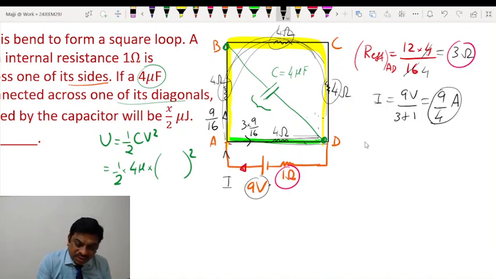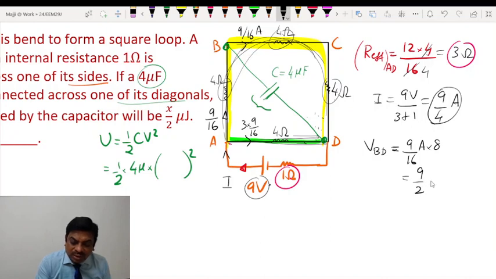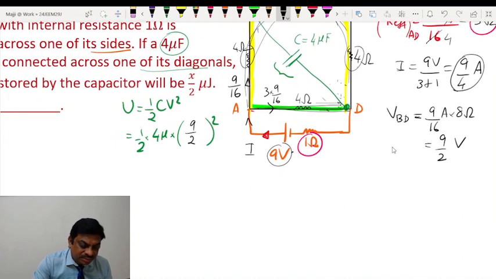Alright. Now we simply require the potential difference between B and D, which will be nothing but the current flowing through this, which is 9 by 16 ampere, multiplied by 4 ohm and 4 ohm, that is 8 ohm resistors. So the current flowing through this BCD is this much, and the resistance is 8 ohm. So we have 9 by 2 volt. So here I'll put 9 by 2. Remember, the potential difference across the capacitor is nothing but the potential difference between B and D.